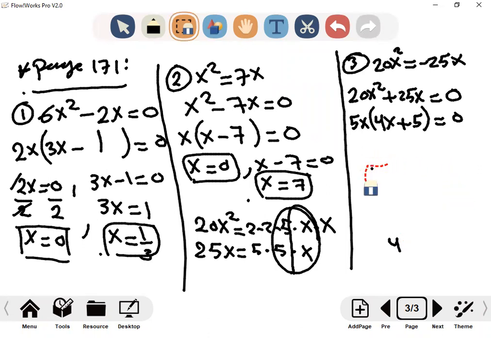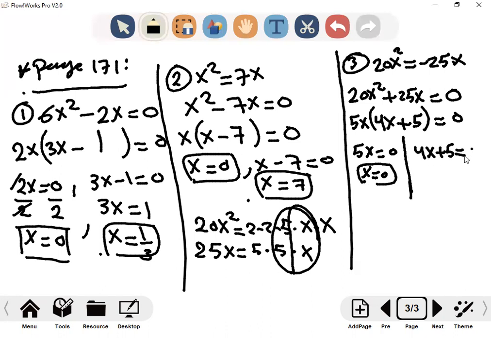By the way, this parenthesis, we call it factor. This x, we call it factor. Okay? So here, 5x equals 0. Dividing by 5 on both sides, x will be 0. Or 4x plus 5 equals 0. 4x equals negative 5. X equals negative 5 over 4. This is question 3.